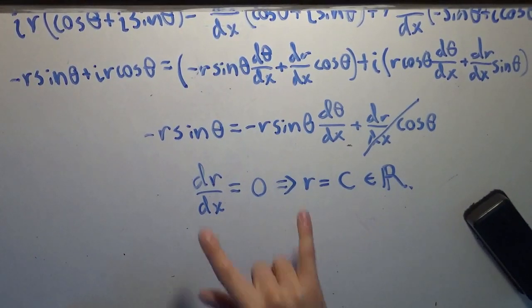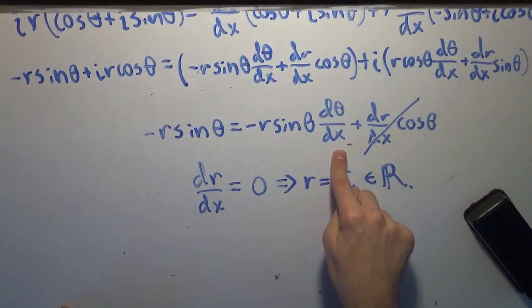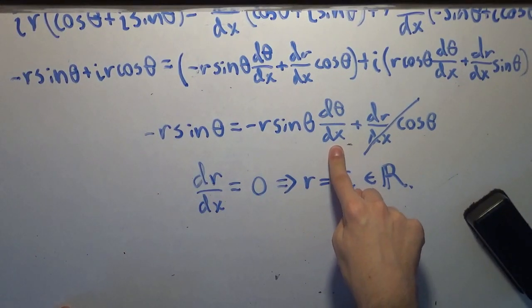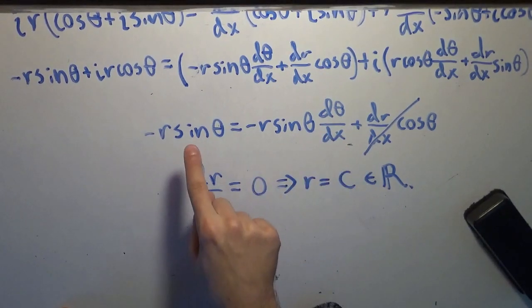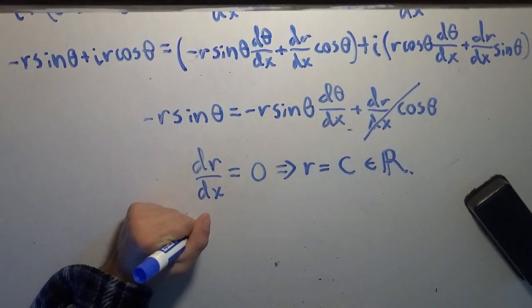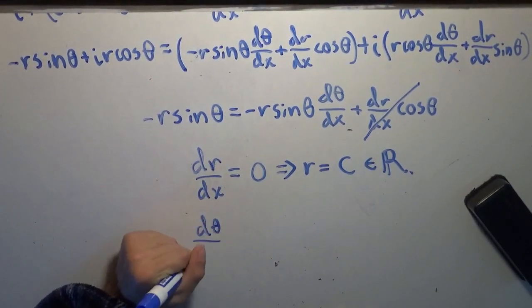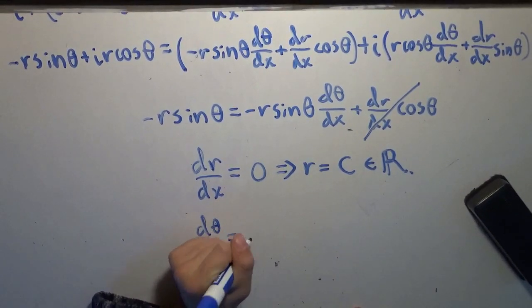The cool thing now is that we only have these negative r sine of theta terms, but one of them is multiplied by d theta/dx. Now, the only way to multiply by something and not change it and end up with this thing that you were multiplying it by is for that thing to be equal to 1. So we know that d theta/dx, or the derivative of the angle with respect to the input x, has to be equal to 1.